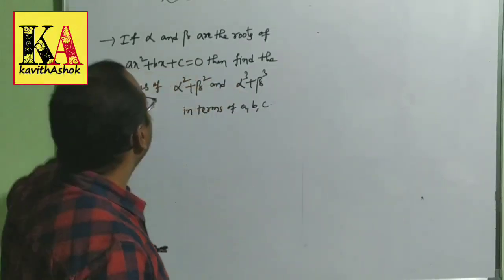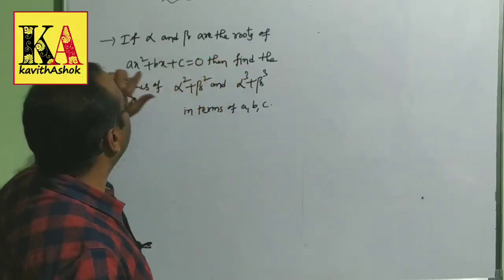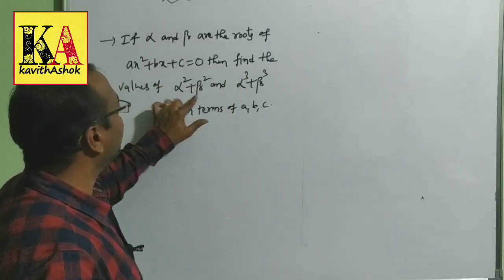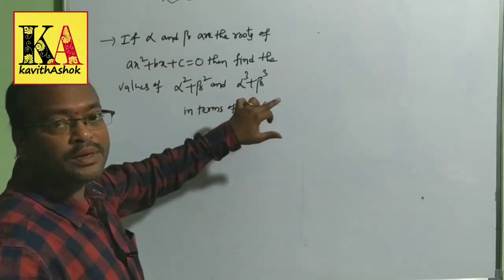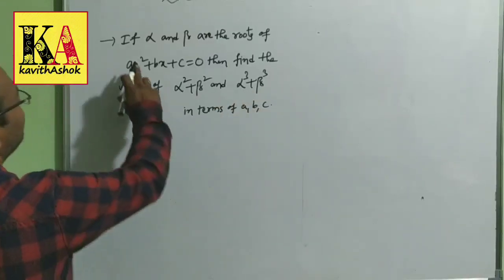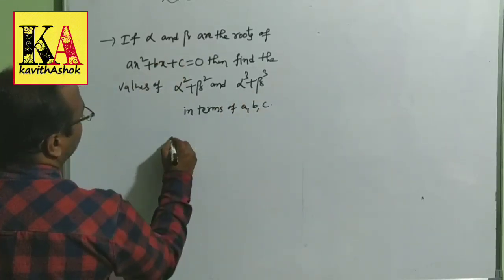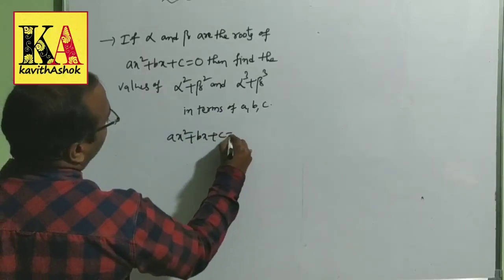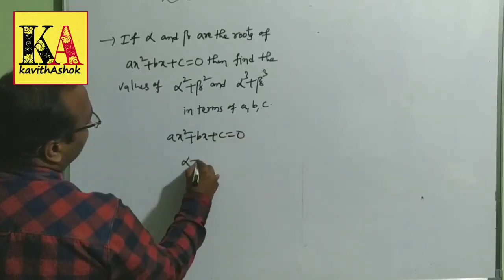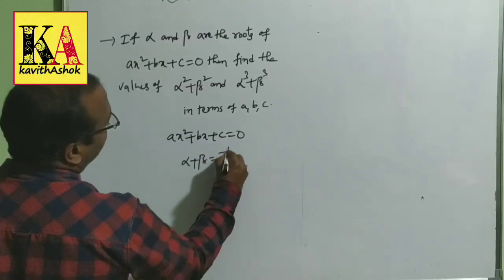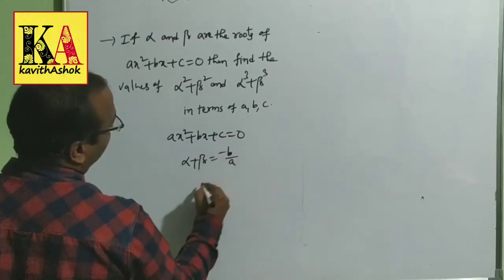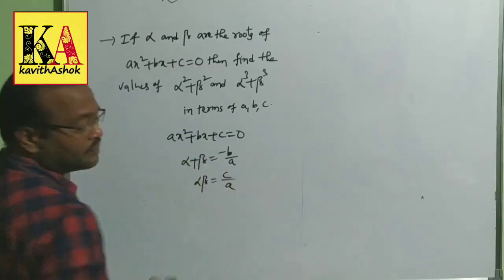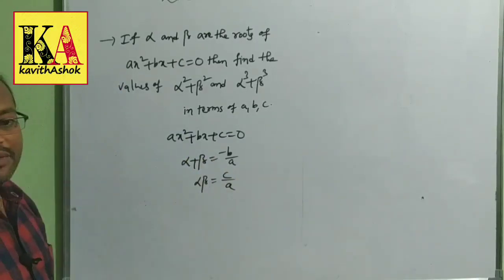Right. If alpha and beta are the roots of ax square plus bx plus c is equal to 0, then find the values of alpha square plus beta square and alpha cube plus beta cube. So it is given alpha, beta are the roots of ax square plus bx plus c is equal to 0. We already know the sum of the roots alpha plus beta is equal to minus b by a, and the product of roots alpha beta is equal to c by a. From this we can find out alpha plus beta and alpha beta.